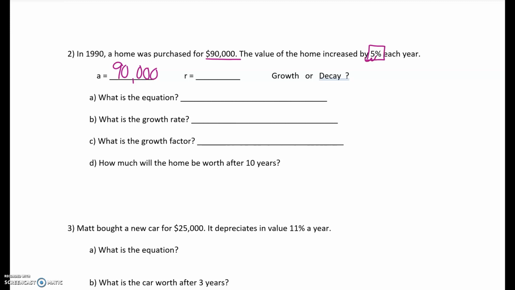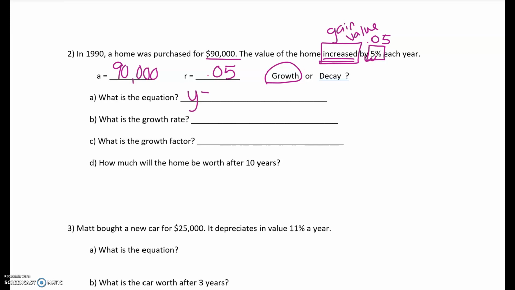R is our rate, which is our percent changed to a decimal. So move that 2 places to the left. We're going to get 0.05. And is this one going to be growth or decay? Well, it says the value of the home increased. So if it's going to increase, it's going to gain value.